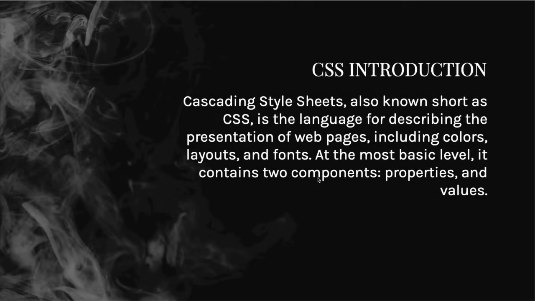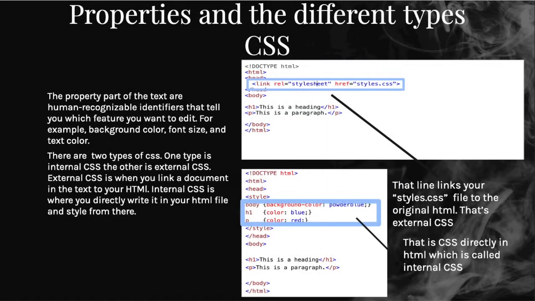How to make your text and layout beautiful. CSS Introduction. Cascading Style Sheets, also known for short as CSS, is the language for describing the presentation of web pages, including colors, layouts, and fonts. At the most basic level, it contains two components, properties and values. Properties and the different types of CSS. The property part of the text are human recognizable identifiers that tell you which feature you want to edit. For example, background color, font size, and text color.